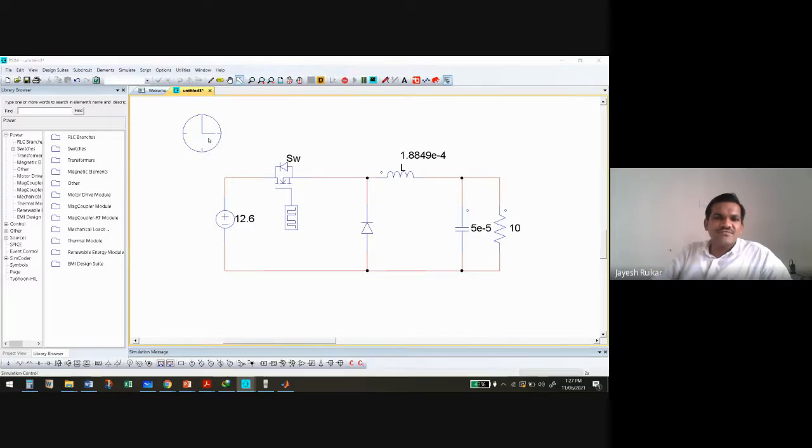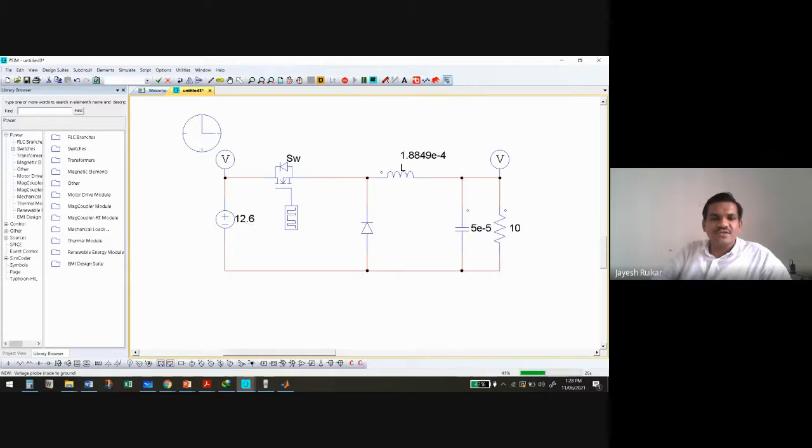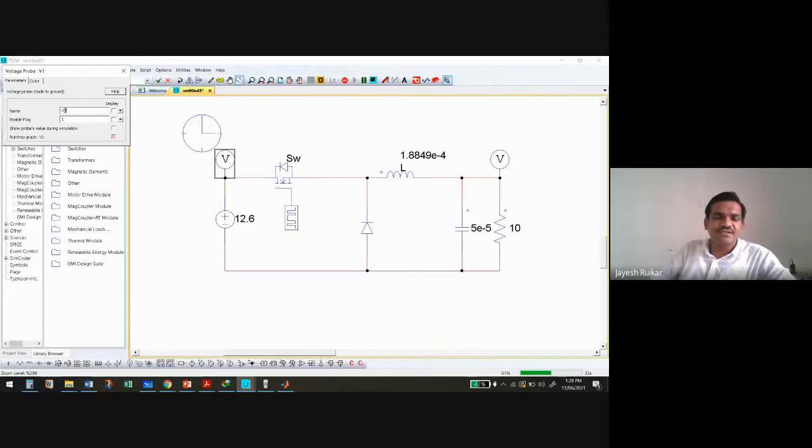That's why it was asking for the time step in the earlier case. We have not kept V in and V out, which we also forgot. We'll keep them here for the calculation of input voltage and output voltage. You can measure other parameters also, like output current, but I will not measure it right now. This is my V in, and this is my V out, the output voltage.